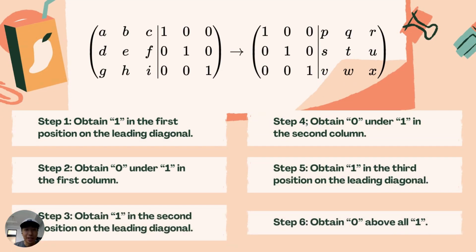In addition, let me explain the steps of using ERO to find the inverse matrix. Firstly, we obtain 1 in the first position on the leading diagonal. Next, we obtain 0 under 1 in the first column. Besides, we obtain 1 in the second position on the leading diagonal. Moreover, we obtain 0 under 1 in the second column. Furthermore, we obtain 1 in the third position on the leading diagonal. Finally, we obtain 0 above all the 1s. We must make sure the matrix is in row reduced echelon form, where each column that contains a leading one has 0 everywhere else.